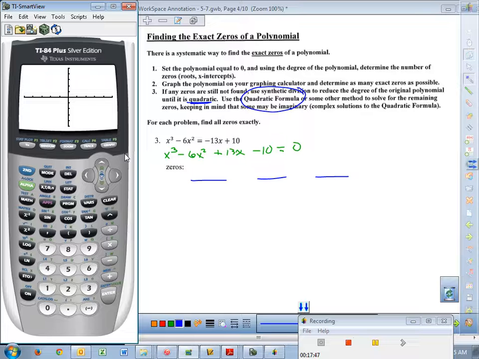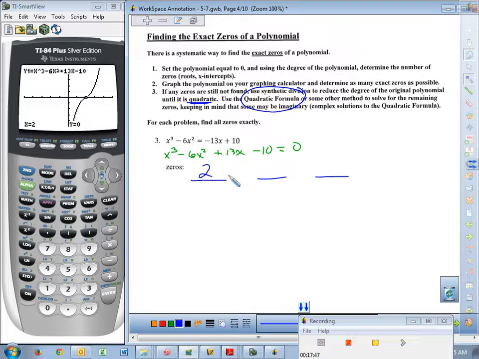First, can you find any 0? You've got to be able to find at least 1 zero before you can do the synthetic division. Where do you feel that that one's at? 2. Let's double check. Trace 2. And it is a 0. So that goes into blank. Cool? That means we synthetically divide by the 0. Should we synthetically divide by 2 or by -2? What should we synthetically divide by? 2.